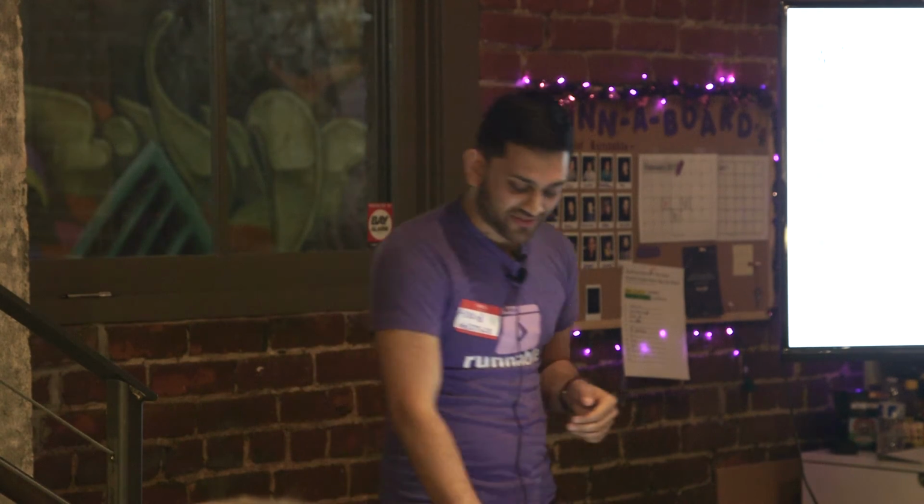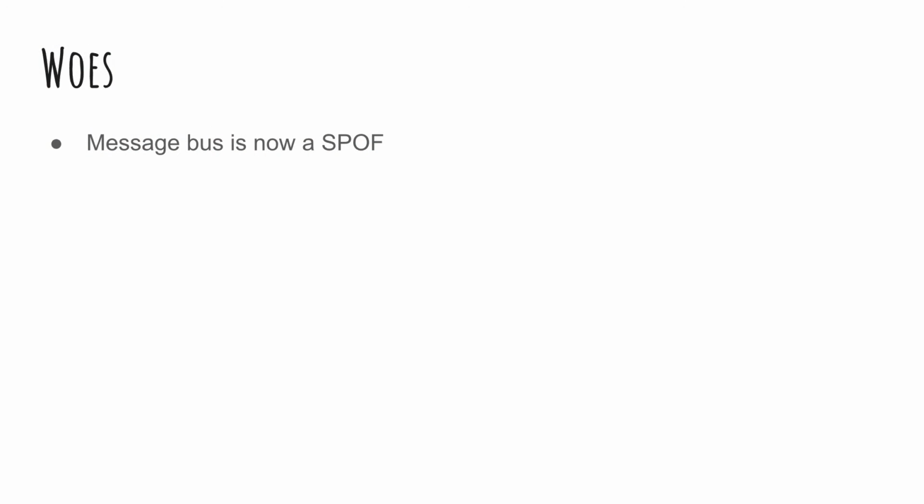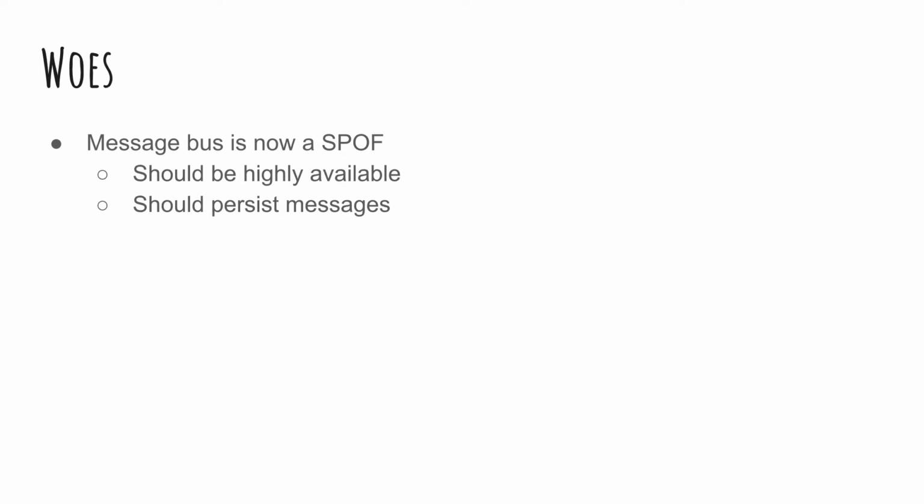Now, of course, with all architectures, there are some trade-offs. So it's time to talk about some of the woes. First things first, the message bus becomes the single point of failure. If this goes down, your entire system comes to a grinding halt. So we want to make sure that our message bus is highly available and we're following all the best practices for this. And we also want to make sure that we're persisting these messages, whether in a database or on disk somewhere, in case of catastrophic failure. Now that we have all these messages flying around, it becomes extremely difficult to debug these kinds of situations.